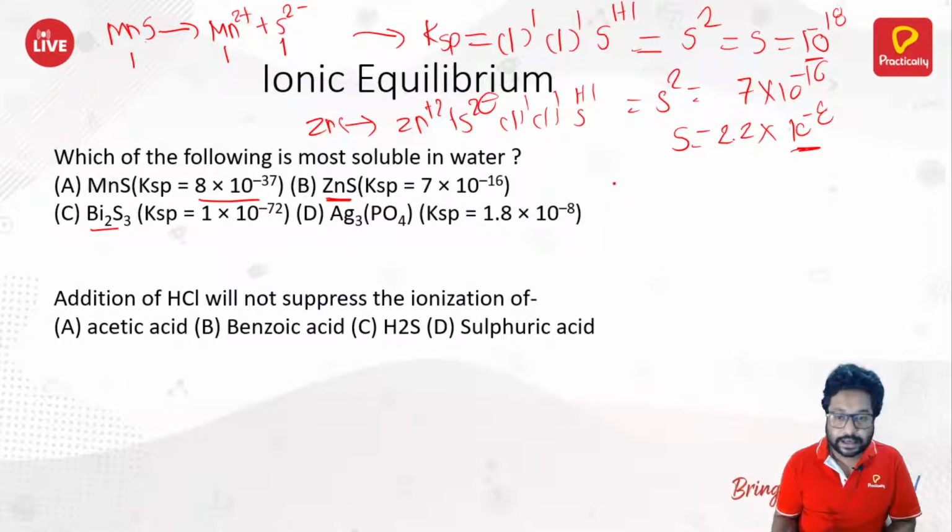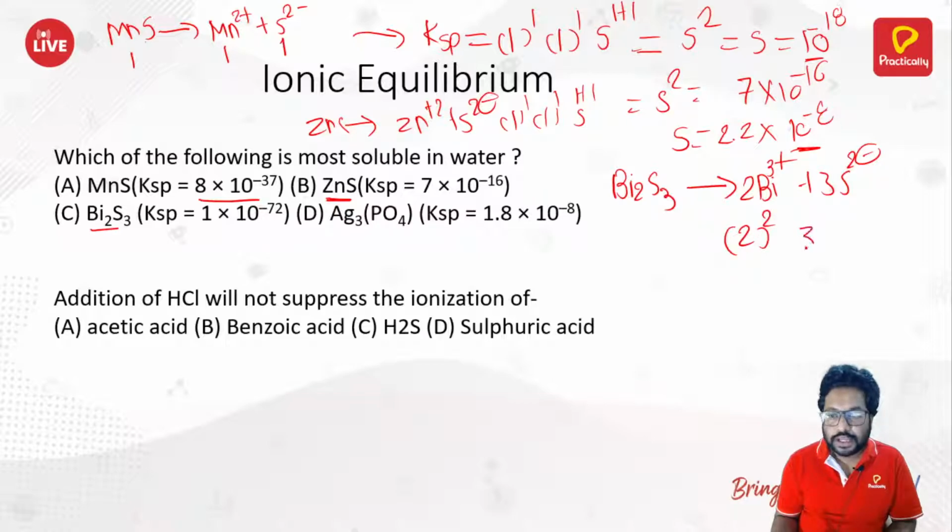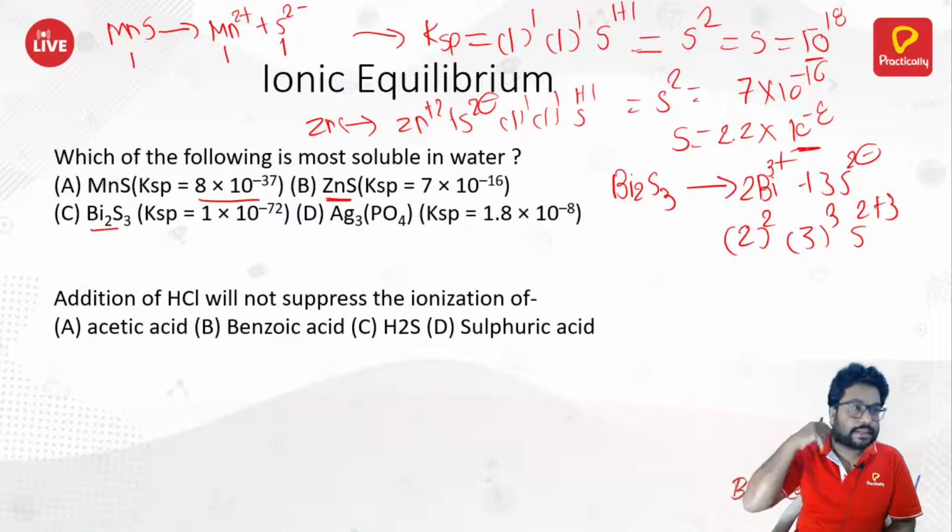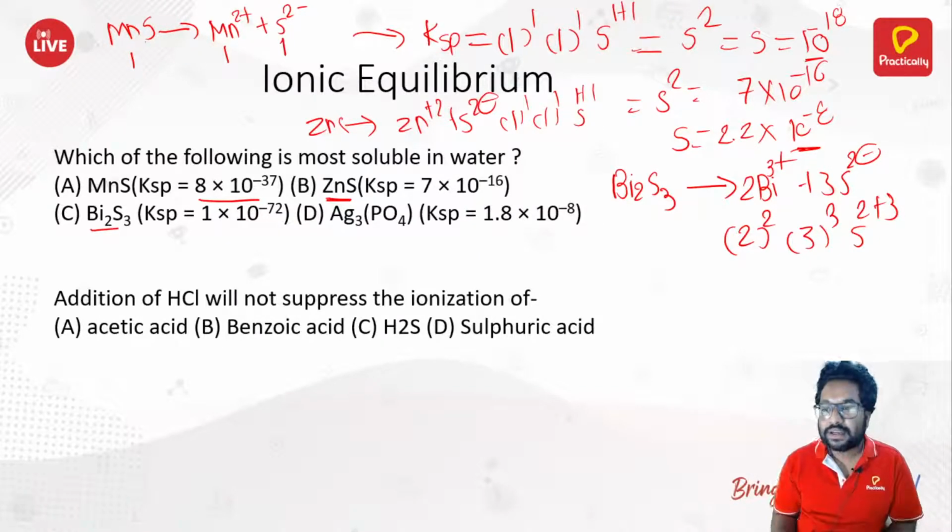Next, Bi2S3. Bi2S3 will dissociate as 2Bi3+ plus 3S2-. So this is 2 raised to 2, 3 raised to 3, S raised to 2 plus 3. 2 raised to 2 is 4, right? 3 raised to 3 is how much? 27. So 27 into 4 is 108. So it is 108 S raised to 5.